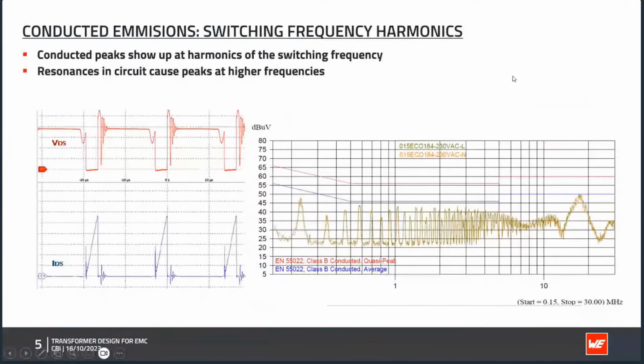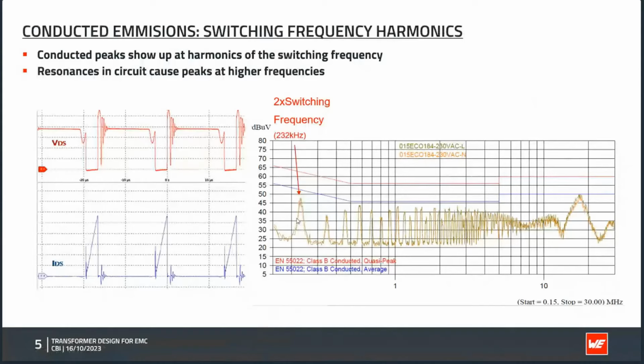Now we go a little bit into theory. We look at the switching profile of a flyback transformer. And on the right-hand side, we see the resulting noise spectrum of this transformer. And we see very clearly that a conducted noise, a conducted emission, shows up in this spectrum at higher harmonics of the switching frequency. So in this case, the switching frequency is around 115 kilohertz. And here we see a very big peak at 230 kilohertz. So we know the source of the noise is the switch.